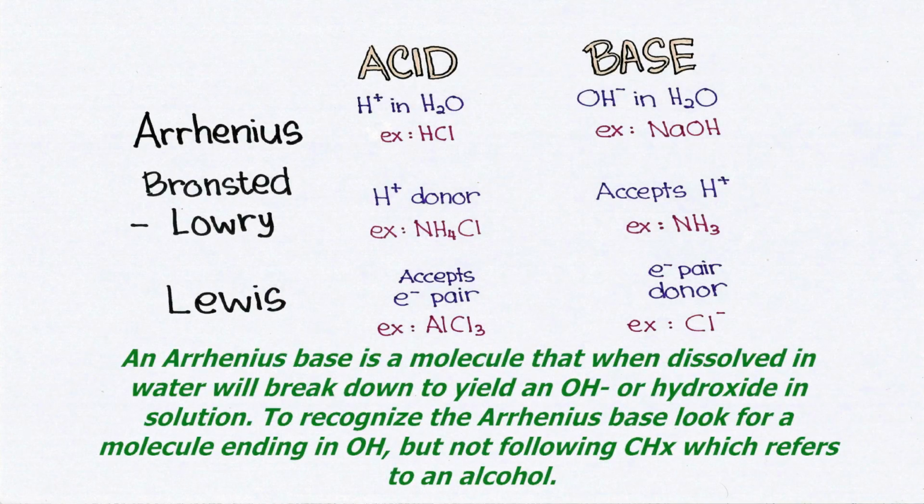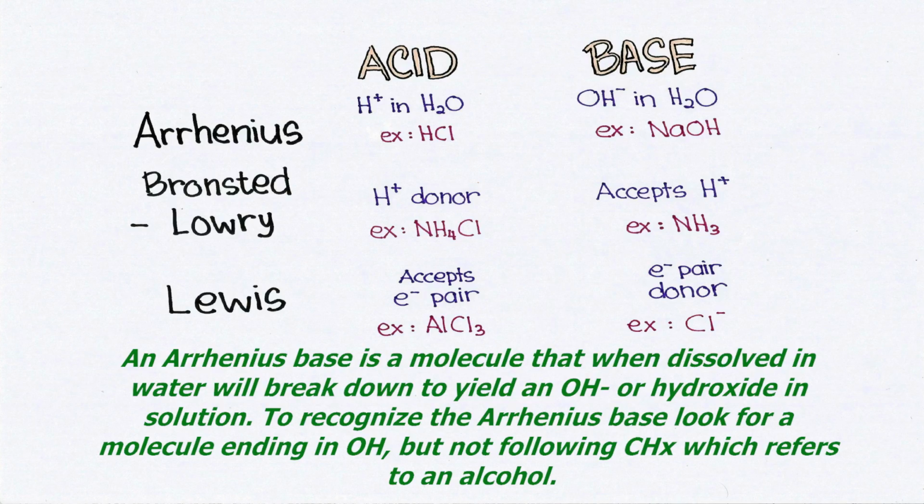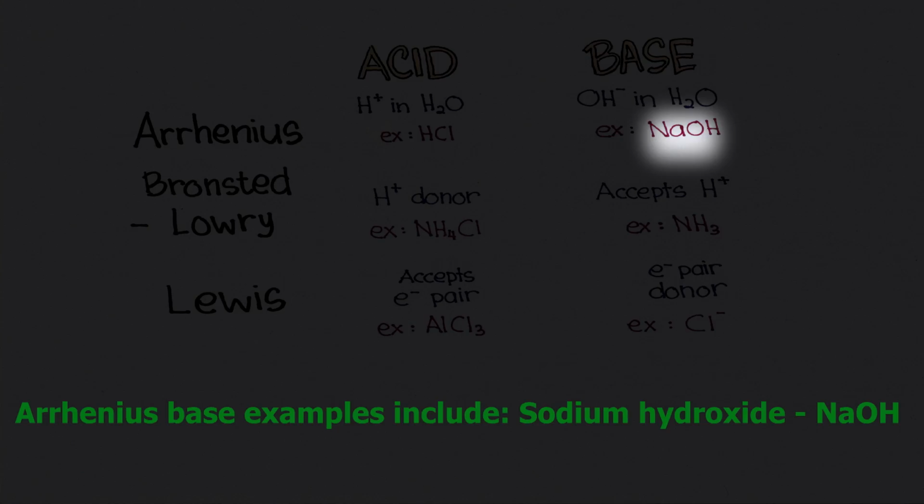An Arrhenius base is a molecule that, when dissolved in water, will break down to yield an OH negative, or hydroxide, in solution. To recognize an Arrhenius base, look for a molecule ending in OH but not following CHX, which refers to an alcohol. Arrhenius base examples include sodium hydroxide, NaOH.